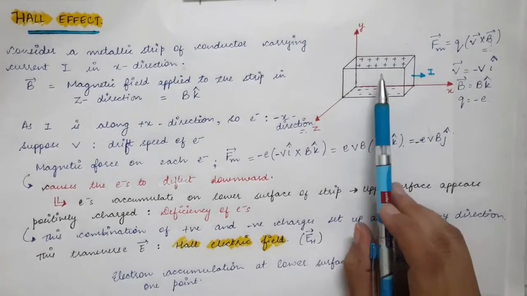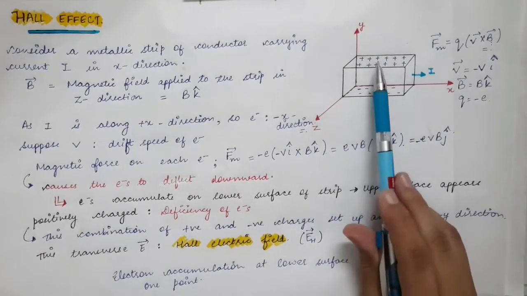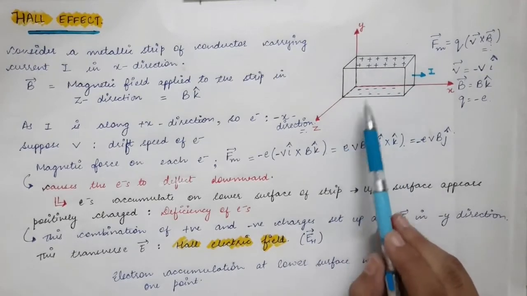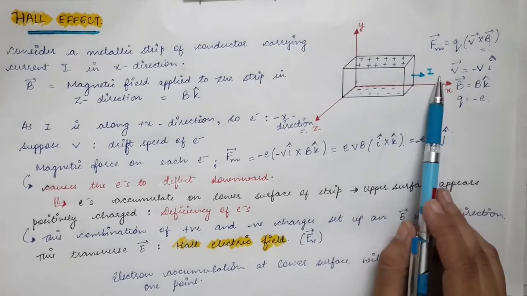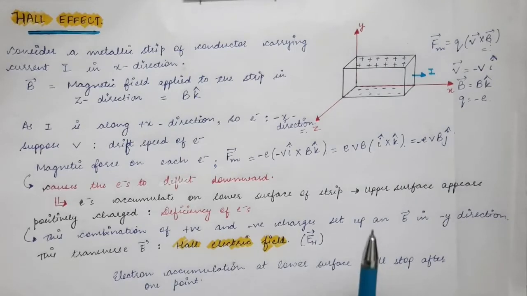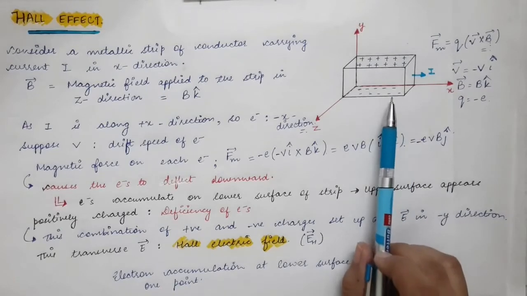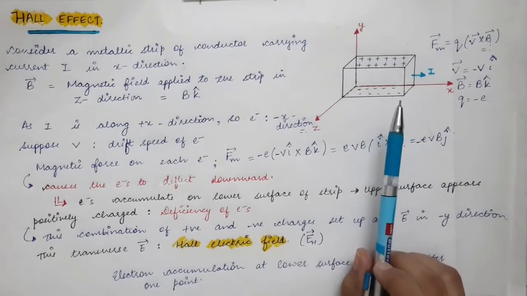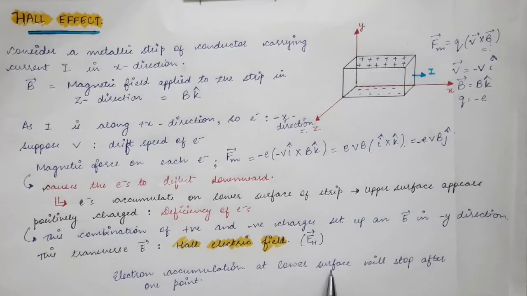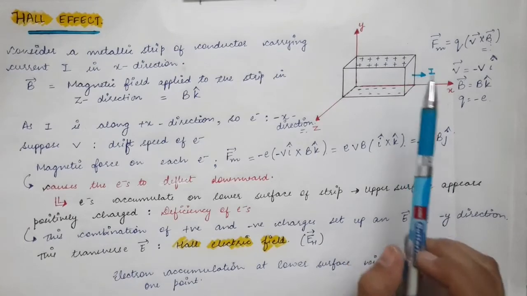So the electric field which gets set up across the two surfaces of the conductor when you apply a magnetic field to a current carrying conductor is called the Hall electric field. Now we are going to see why the electron accumulation at the lower surface stops after a certain amount of time. So electron accumulation at the lower surface will stop after one point, and why does this happen?